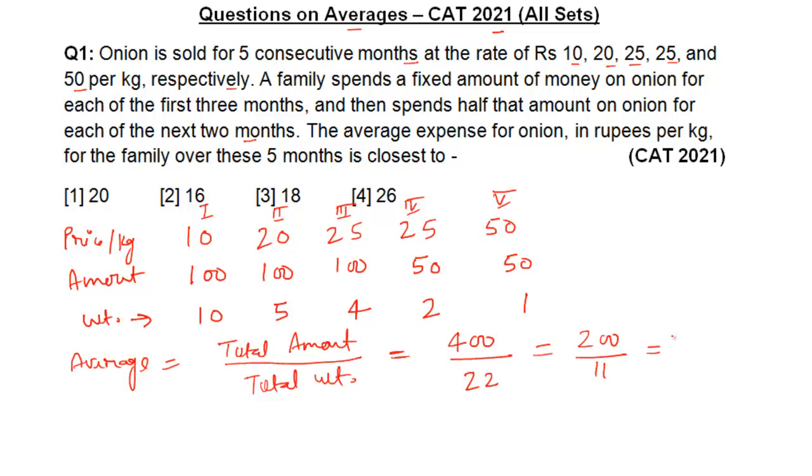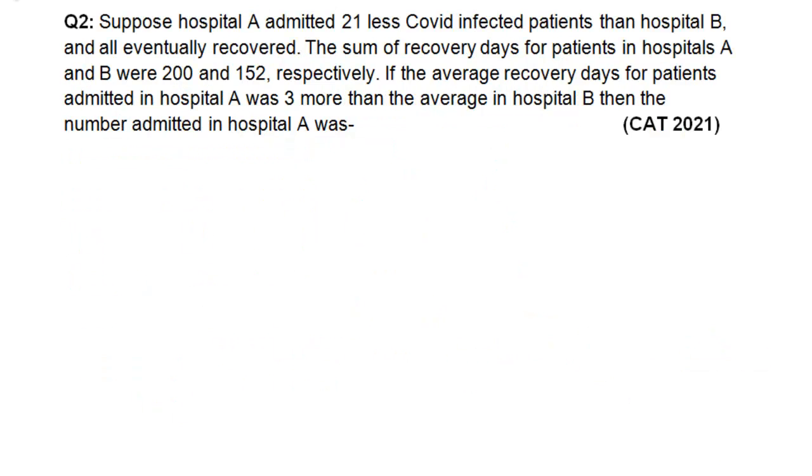This comes out to be 18.18. So this is the average price per kg, obviously average price per kg. So this is the answer, 18.18 and closest to 18. So option 3 is correct. Let's take the next question.